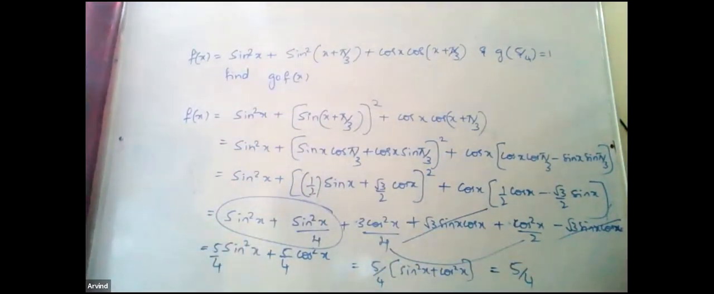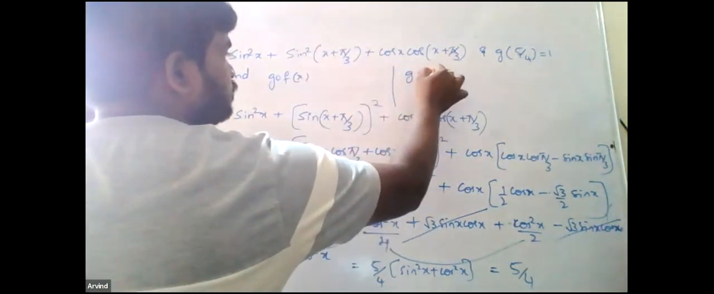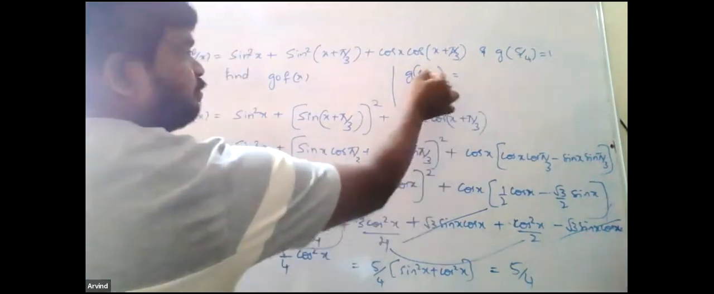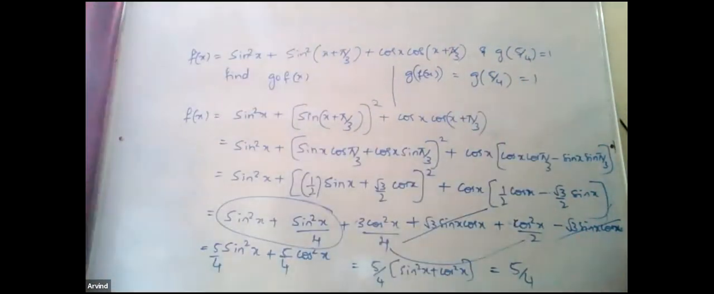I've just used the simple rules. Now let's find g of f of x. We know that when we simplify f of x, we get 5 by 4. And from the given condition, g of 5 by 4 is 1. Therefore the answer is 1.